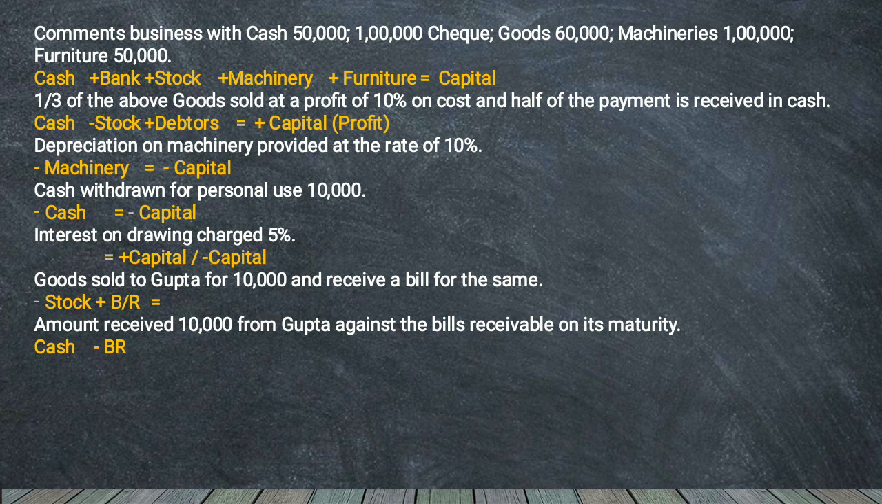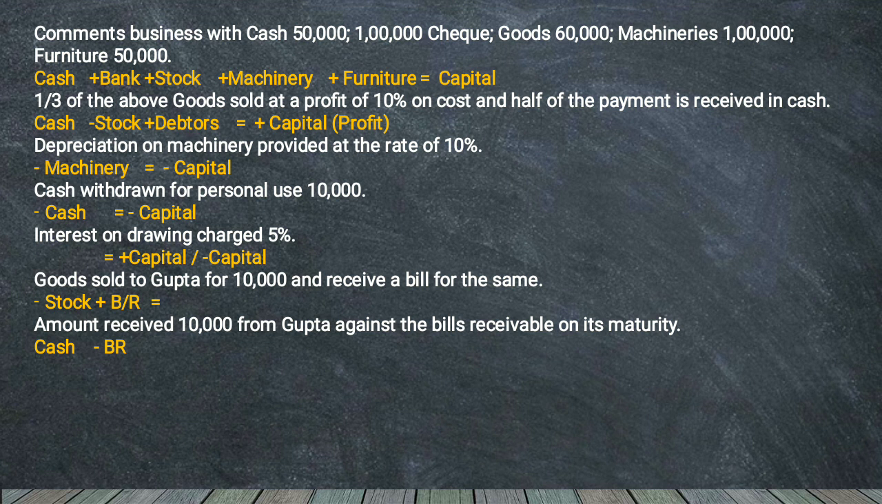So in the first transaction, things that are going to be affected are cash, bank, stock, machinery, furniture and capital. And in the second transaction, cash is going to increase, stock is going to decrease, debtors are going to increase and capital will increase because of the profit. In the third transaction, depreciation is there, so the amounts of machinery and capital both will decrease by the same figure.